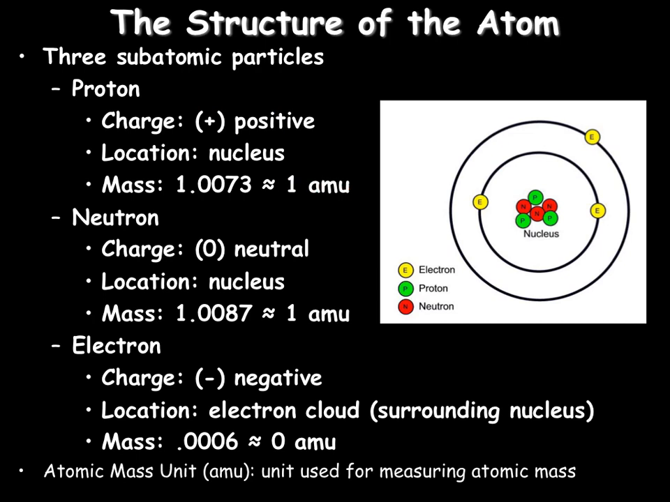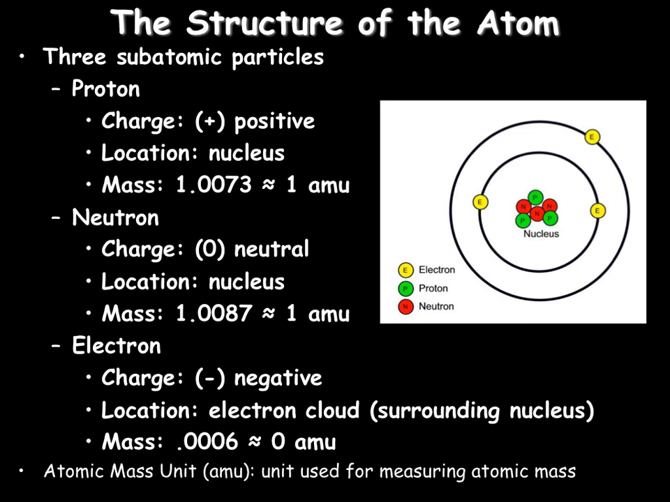We also have a neutron. It has a neutral charge, so no charge. That's why this zero is here. It's also located in the nucleus, so that's what the little N's in here are representing. And notice this one also has 1 AMU. So your proton and your neutrons are about the same size.